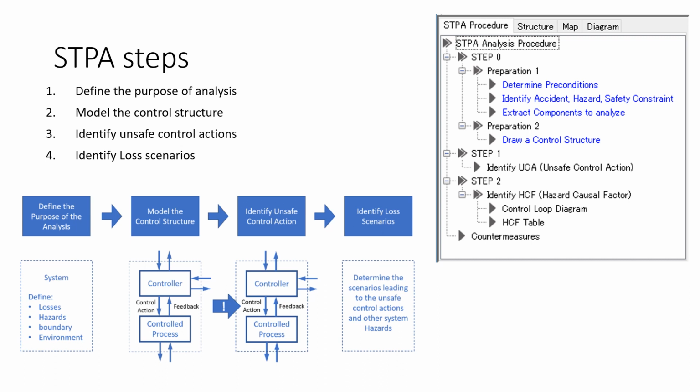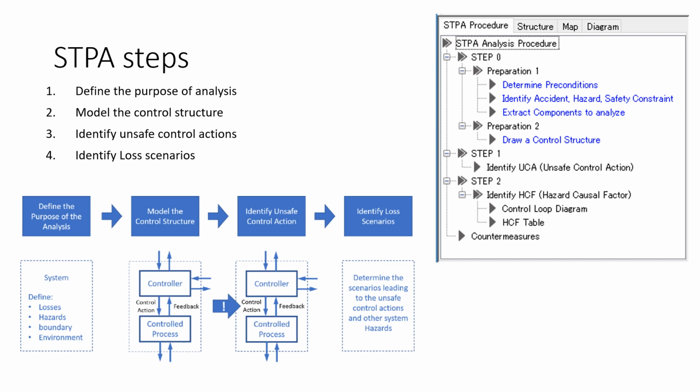identify accident or hazard or safety constraints, or extract components to analyze, and then draw a control structure. So this first preparation step is nothing but defining the purpose of the analysis. The next thing, drawing a control structure, is nothing but the model the control structure step.